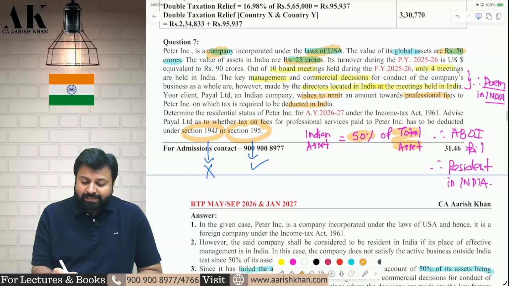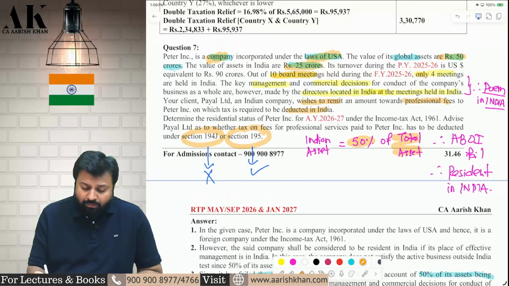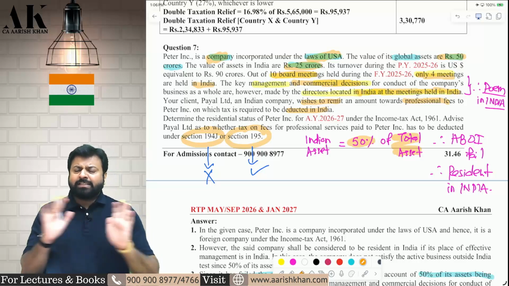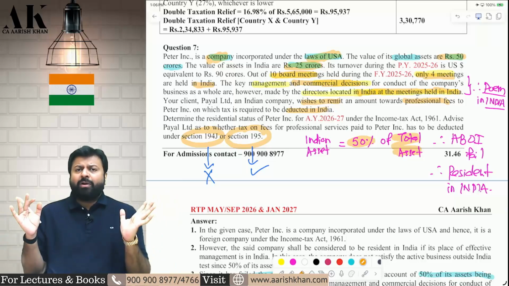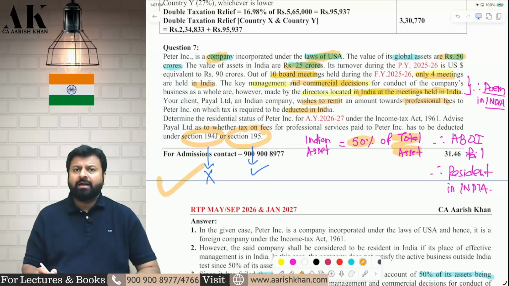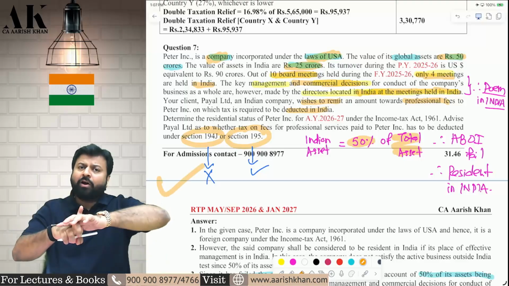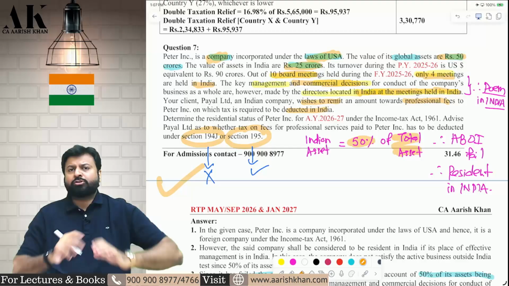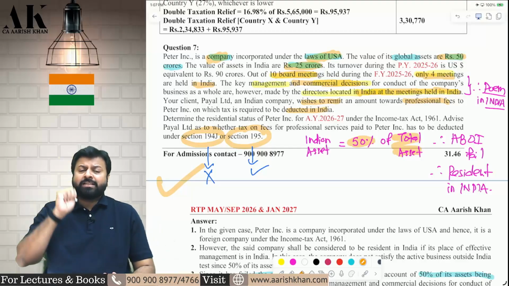Further, one more condition is there: 10 board meetings are held, out of which only 4 are held in India. But major commercial decisions are made in India only. Now, this is sufficient evidence. They are failing the ABOI test and the majority of the big decisions are taken in India. Therefore, POEM is in India. Therefore, this foreign company is a foreign company, but at the same time, it is a resident also.